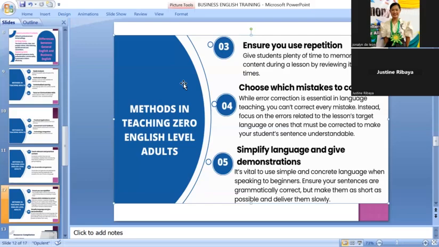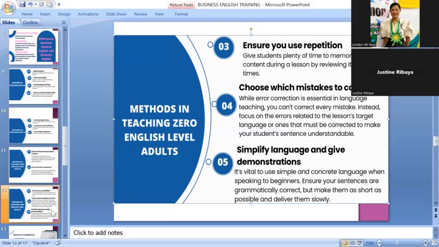Now, also demonstrate for them. You can point at something. For example, if you want to ask your student, what is the color of your shirt, you can say, what is the color of my shirt? So pointing and then using simple questions like the use of "what" will be very helpful in teaching zero English level. So that is simplifying language and giving demonstrations.